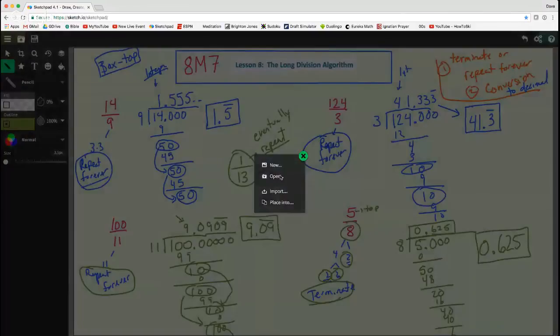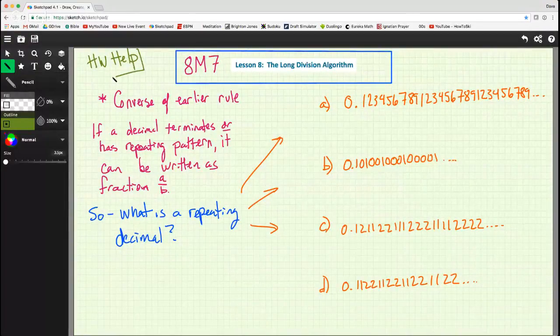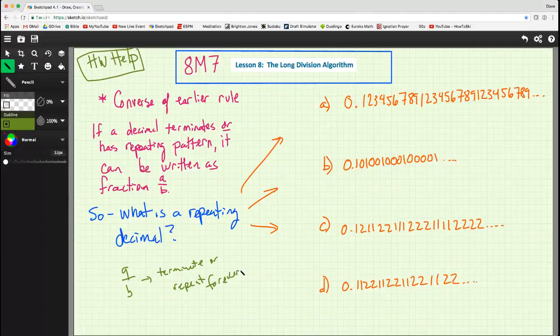All right, let's look at two other key pieces. I'm going to call this homework help, because it is. You got some examples like this on your homework. Now, the converse, and this is kind of key in the lesson. The converse of an earlier rule that we learned is true also. So we learned that if you write it as A over B, where A and B are integers, then it will terminate or repeat forever, right? If it's an A over B, and these are both integers.